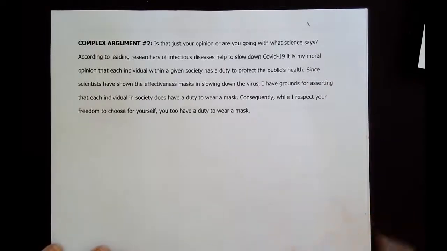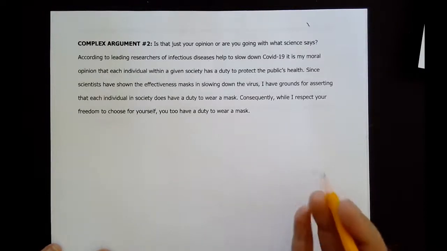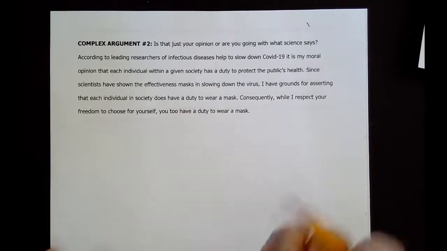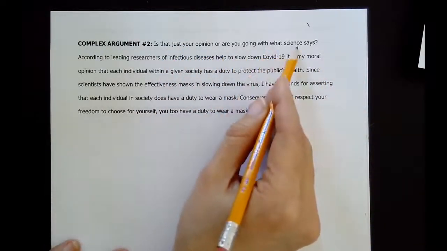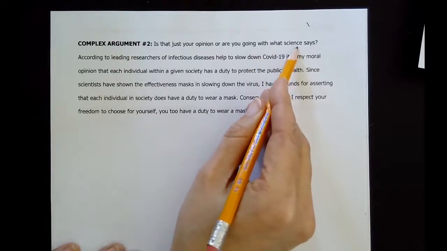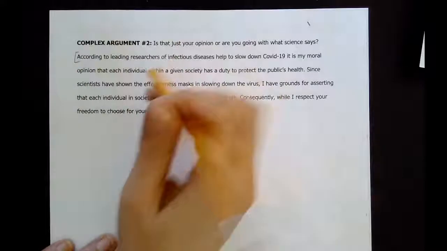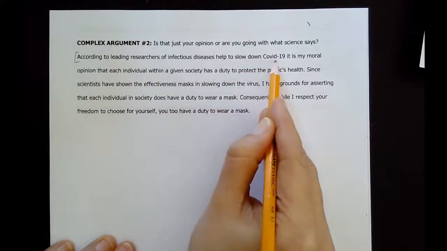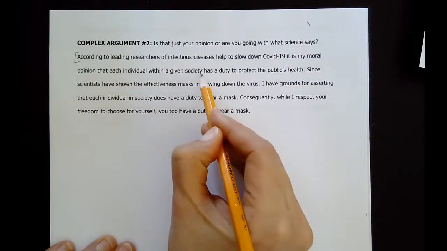That said, let me go ahead and first focus on bracketing and numbering the statements and only statements, because if I don't do that, I might miss a premise, a subconclusion, or a final conclusion. So, is that just your opinion, or are you going with what science says? Well, that's not a statement, so I'm not going to do anything with it. Now, I've got, according to leading researchers of infectious diseases, help to slow down COVID-19. It is my moral opinion that each individual, what?